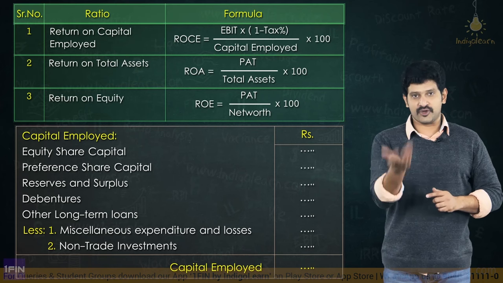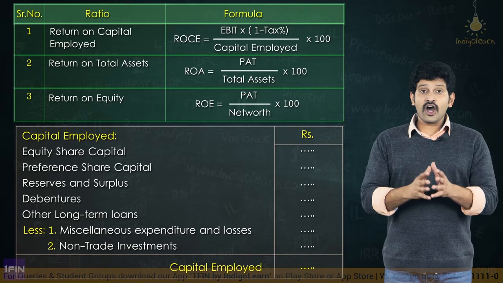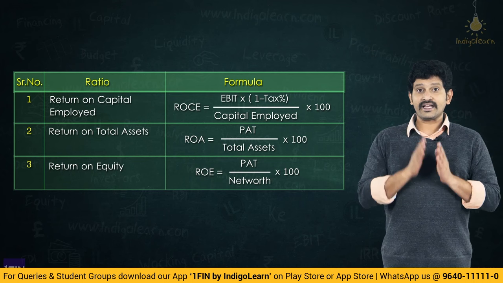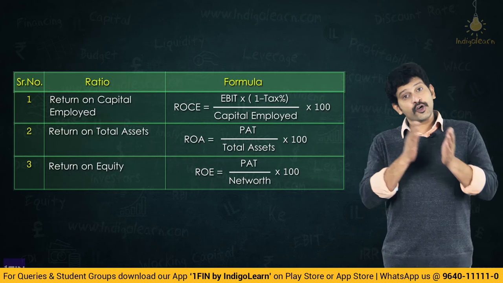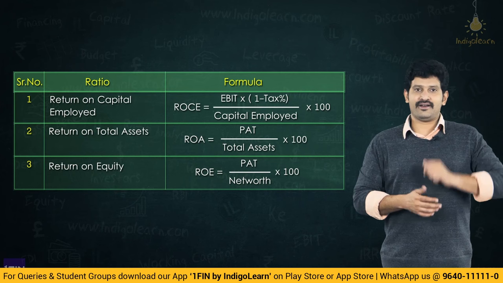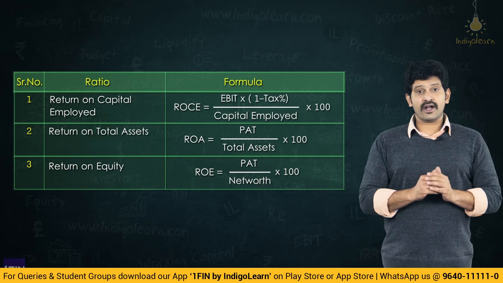The next ratio, return on total assets. Now, here the language is not capital employed. Here it is total assets. Therefore, we will talk about the post-tax final return. What is the final return? PAT, the net profit. Therefore, return on total assets will be net profit or PAT divided by total assets into 100. So, what is our total assets? Is it same as capital employed? No. Capital employed is what? Capital employed in fixed assets and in working capital.